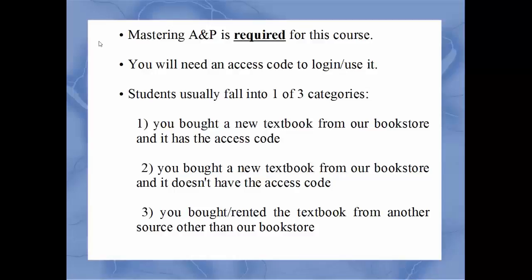Secondly, you will need an access code to log in and to use Mastering A&P. Now, students typically fall into one of three categories when it comes to this software. One, you bought a brand new textbook from the bookstore on campus and it has the access code with it. Two, you bought a new textbook from the bookstore and it doesn't have the access code. Or three, you have either rented the book or you bought the book from someplace other than our bookstore, Kindle, Amazon, and so on. So we'll go over what you need to do in each of these situations.